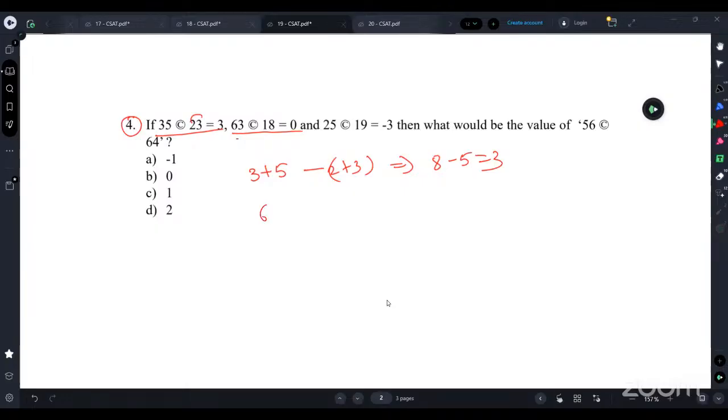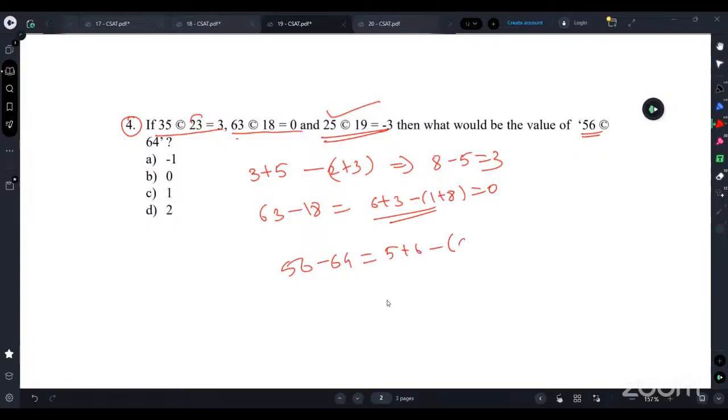Now let's say about this 63 minus 18, right? It will be 6 plus 3 minus 1 plus 8. It is giving me 0. So this is the pattern in this question. So in the third as well, you will see the same pattern. So let's see 56 minus 64 will be how much? 5 plus 6 is 11 minus 6 plus 4, right? So 11 minus 10 will be 1. So 1 will be the correct answer in this case, option C.